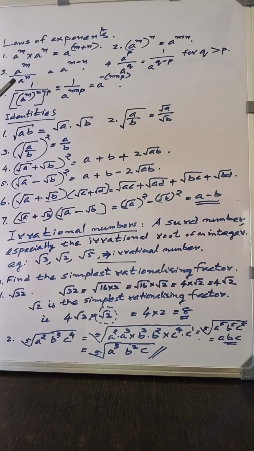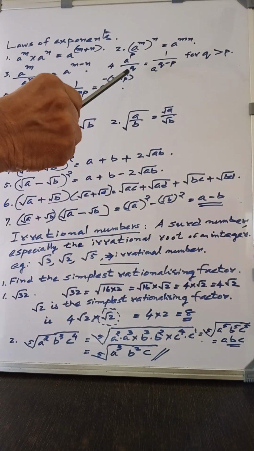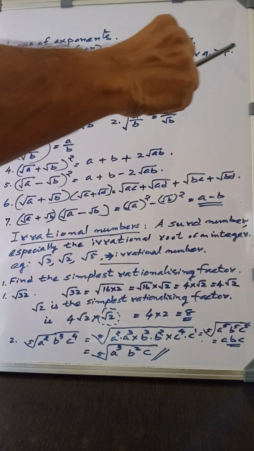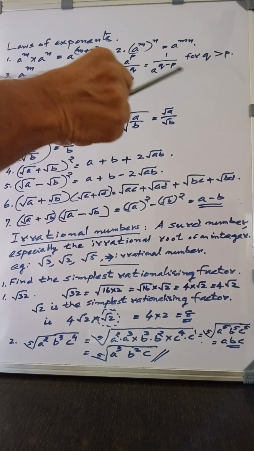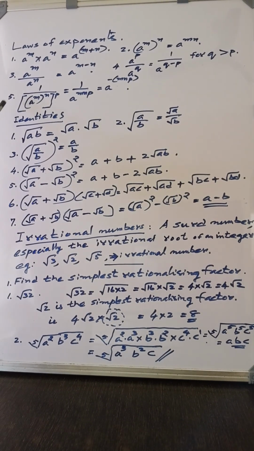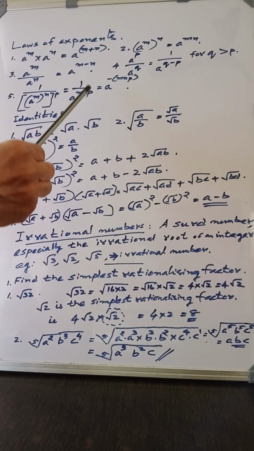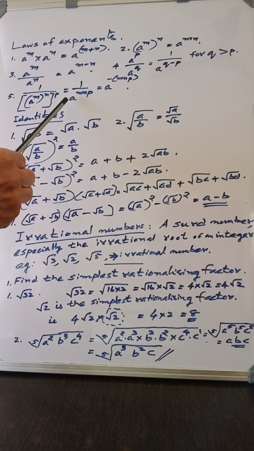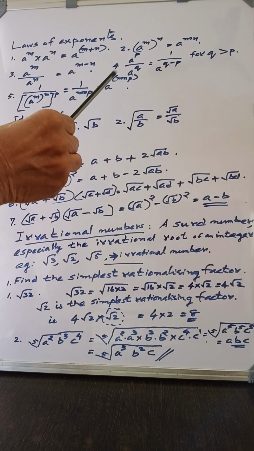a^m by a^n equals a^(m-n). a^p by a^q: if q is greater than p, then the result is 1 by a^(q-p). Like that, the fifth one: 1 by (a^m)^n)^p equals 1 by a^(mnp), and when we bring it to the numerator, it becomes a^(-mnp).